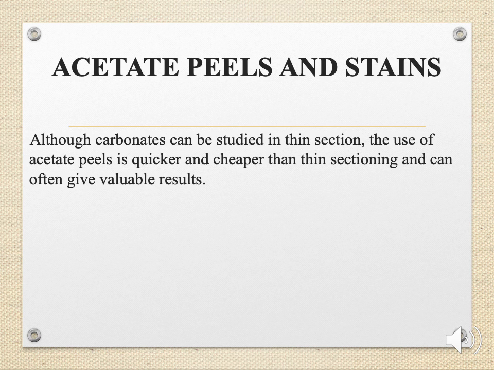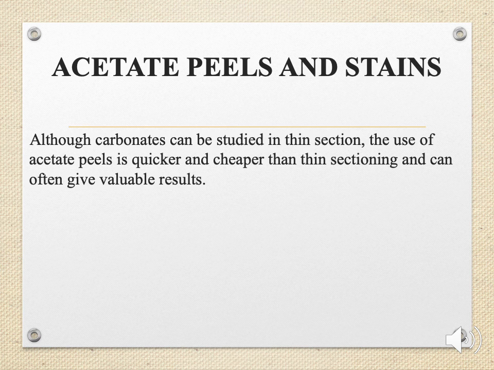We have to talk about staining, carbonate staining, and the making of acetate peels. And this is a technique that you might find quite useful, especially if you study a lot of carbonate rocks and you need to quickly identify them without expensive elemental studies. So carbonates can be studied in thin section, and the use of acetate peels can be quite quicker and cheaper than thin sectioning, and they can often give very valuable results.